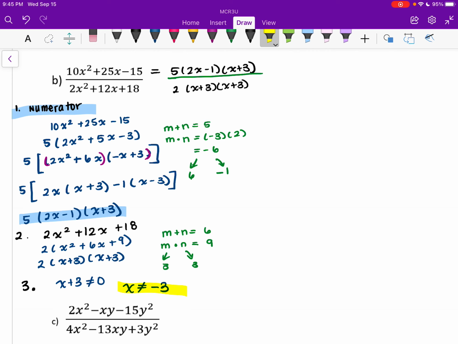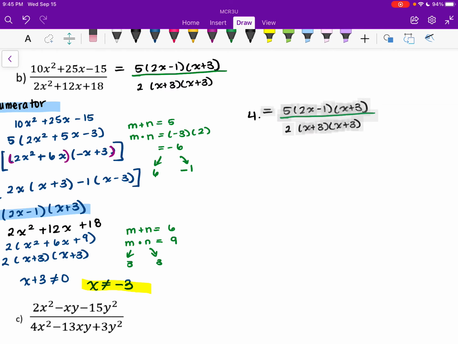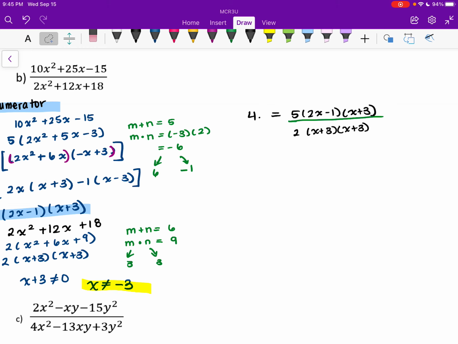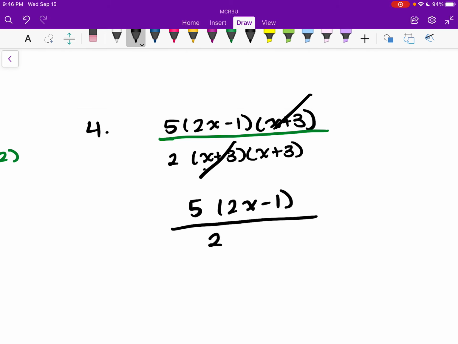Then what we can do is go ahead and look at number 4. Let's start to simplify this polynomial out. I'm going to take this, and that's why I made it up there, and put it over here and simplify it. I just took my numerator and my denominator and put them together. Now let's cross out these two because they have the same factor. So what I'm left with is 5(2x minus 1) divided by 2(x plus 3).